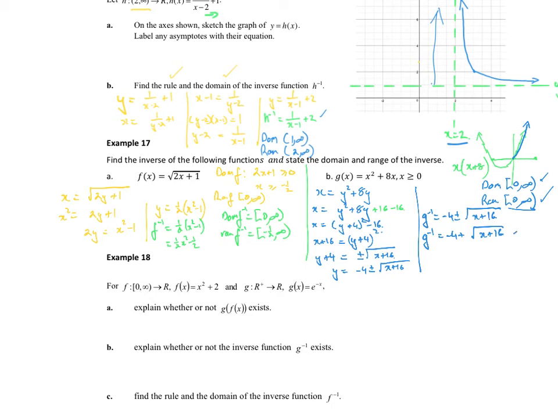So I've got the rule. The domain of G inverse is equal to the range, which is 0 to infinity, and the range of G inverse is equal to the domain of G, which is also 0 to infinity. It's probably not the best example because the domain and the range happen to be the same values, but just make sure that that range is going into that domain, and that domain is going into that range. All right, one to go.